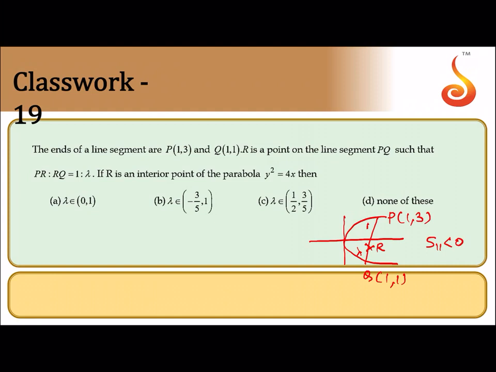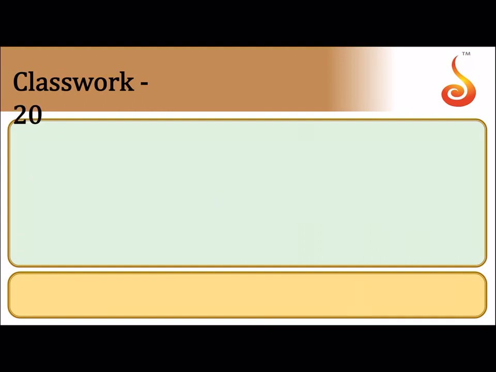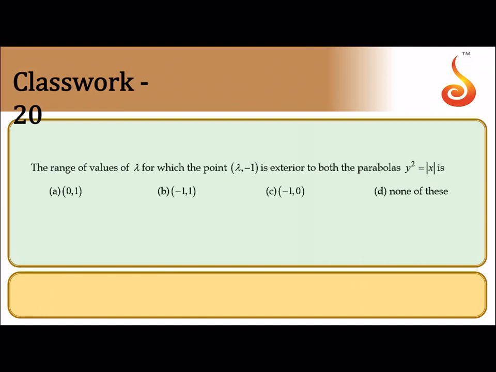This point R we have to calculate because the ratio is 1 is to lambda. And whenever we get the point R, we substitute S11 less than 0. So we get lambda lies between minus 1 and plus 1. So you have to calculate the point R first. After getting R, you substitute S11 less than 0. So option A, lambda belongs to (0, 1), will come.